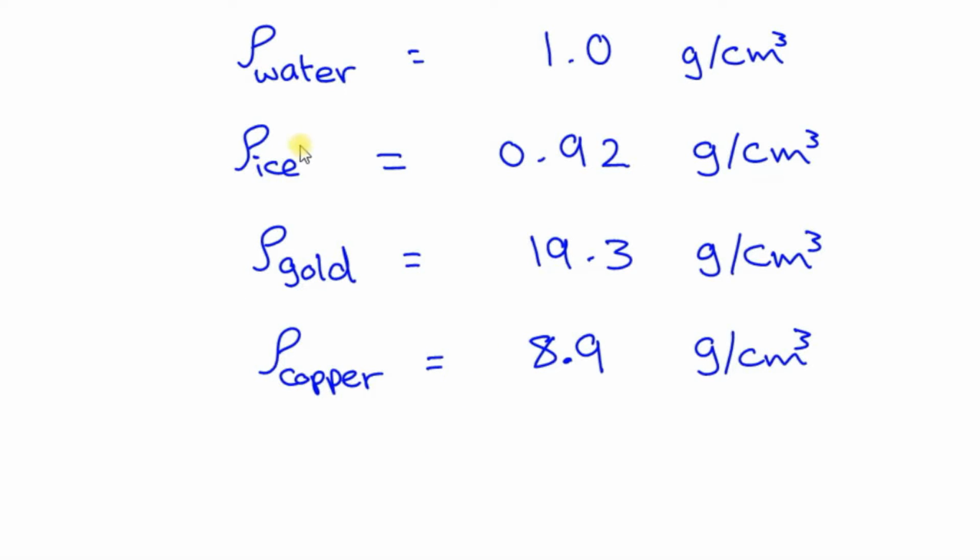Density is a physical property of matter. Each material has its own density. For example, here density of water is 1 gram per cubic centimeter. Ice is 0.92 gram per cubic centimeter. This is why ice floats in water.